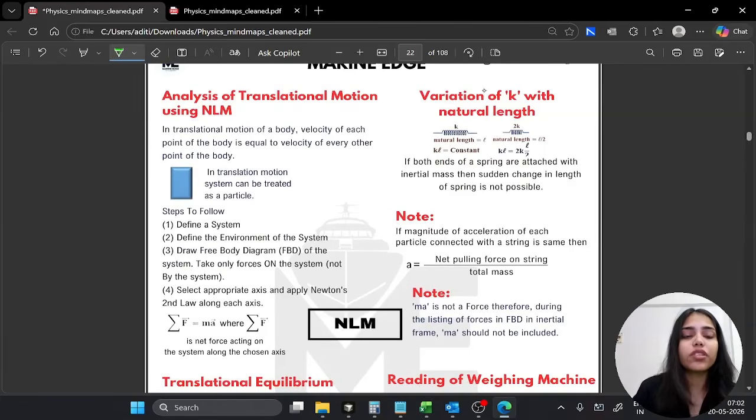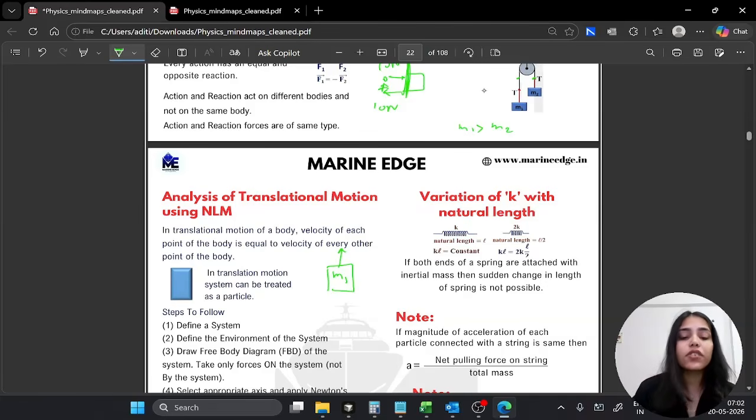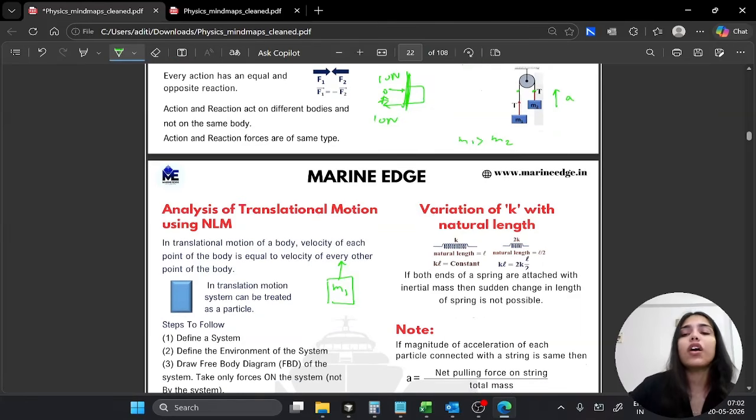Now, analysis of translational motion using NLM. When we talk about any kind of motion, we first have to analyze it. So for example, even if we talk about this pulley of M1, as we can see here, we first define the system and what forces are acting on the system. That is the step on how to solve for the tension, gravity, force or acceleration of the whole system. For example, in your exam, you will get a pulley like this, and you will be asked to calculate the acceleration with which this mass M2 is going upward and M1 is coming downward. You can also be asked to calculate the tension. So what is the process here?